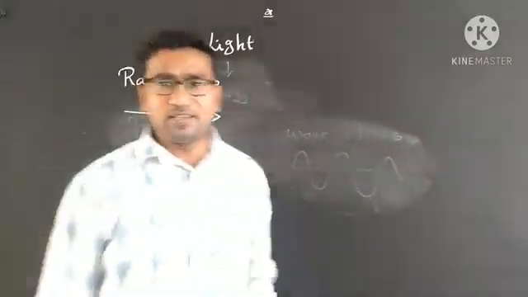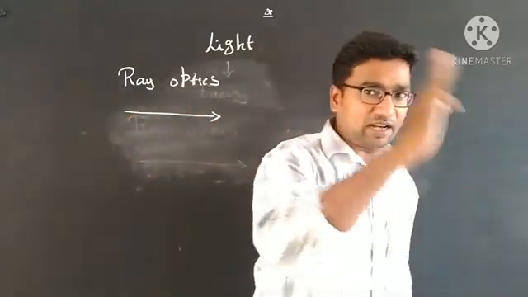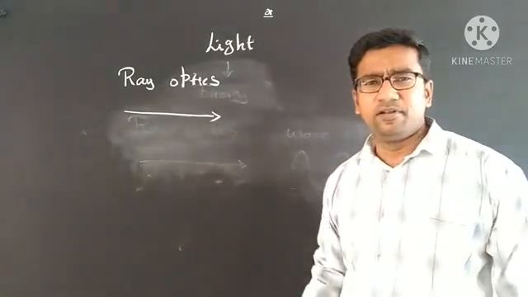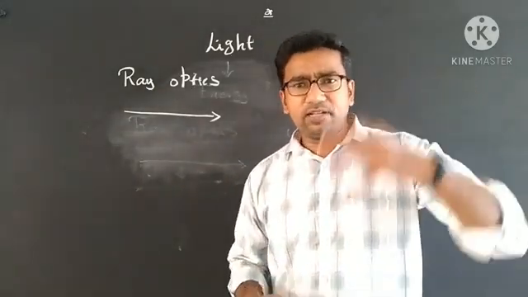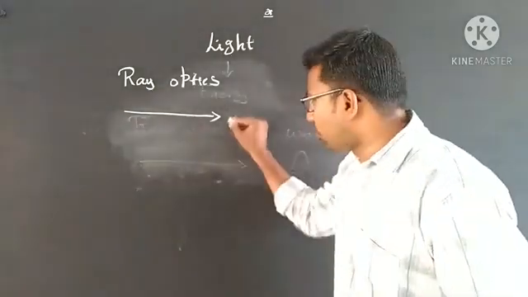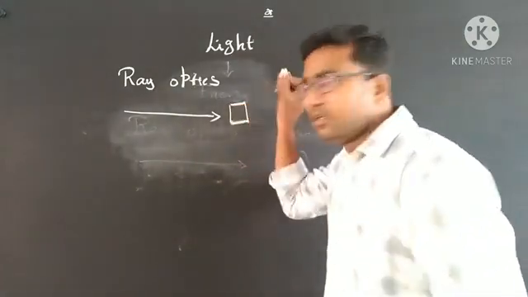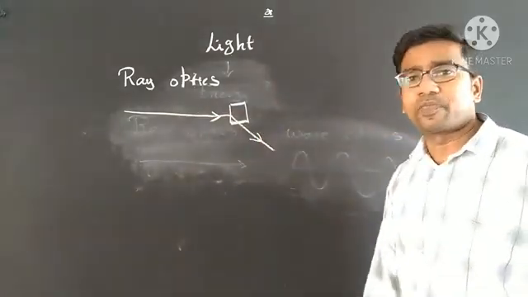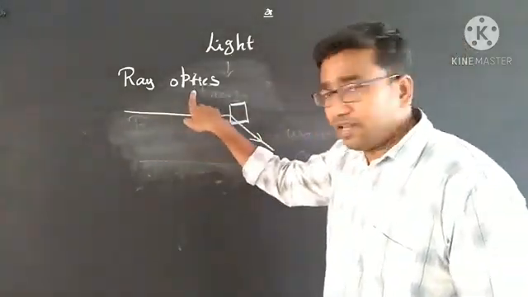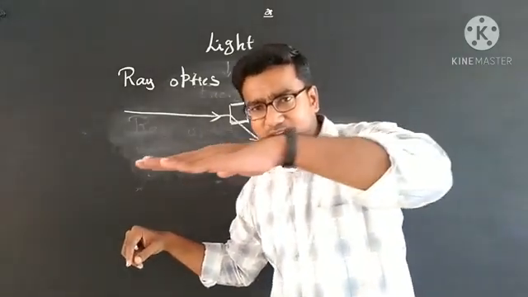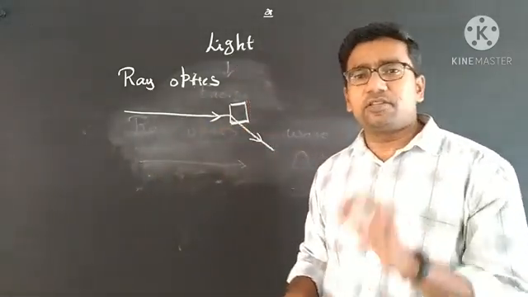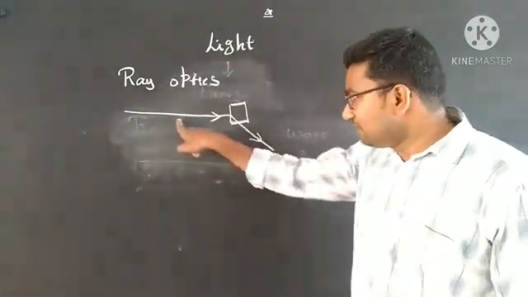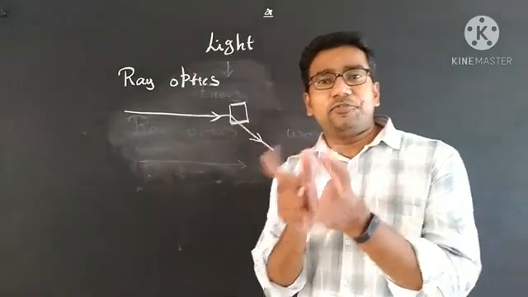In ray optics, the light rays travel in a straight line alone. Light may deviate only when an obstacle or some medium interferes. Then only the light will be deviated, in the form of this direction. So ray optics gives information only about the direction of the light rays.